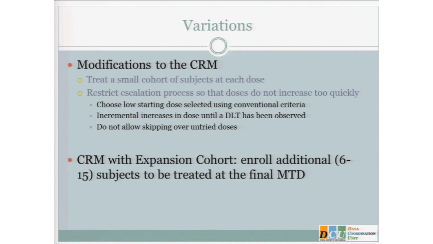Okay, but all of these modifications are going to impact the statistical operating characteristics a bit, right? So if you restrict the escalation, you're not going to get to the maximum tolerated dose as quickly as you would have otherwise. So we need to keep those things in mind. Another popular variation is the continual reassessment method with an expansion cohort, which says that once I've identified what that maximum tolerated dose is, I'm going to enroll another 6 to 15 subjects in order to gain some additional safety data at that dose, as well as to gain some efficacy information.